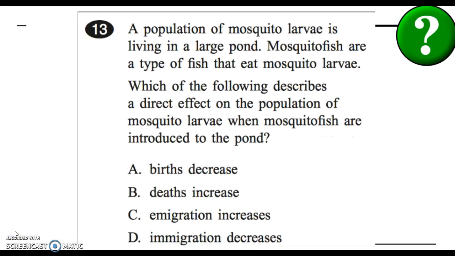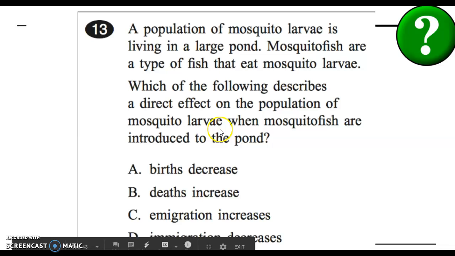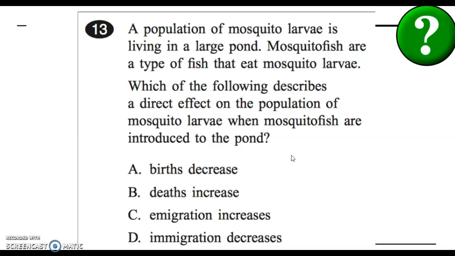I'd like you to answer this next question in the Edpuzzle pop-up window. So a population of mosquito larvae, or baby mosquitoes, is living in a pond. Mosquito fish are a type of fish that eat the mosquito larvae. Which of the following describes a direct effect on the population of mosquito larvae when the mosquito fish are introduced to the pond? A. Births decrease. B. Deaths increase. C. Immigration increases. Or D. Immigration decreases.